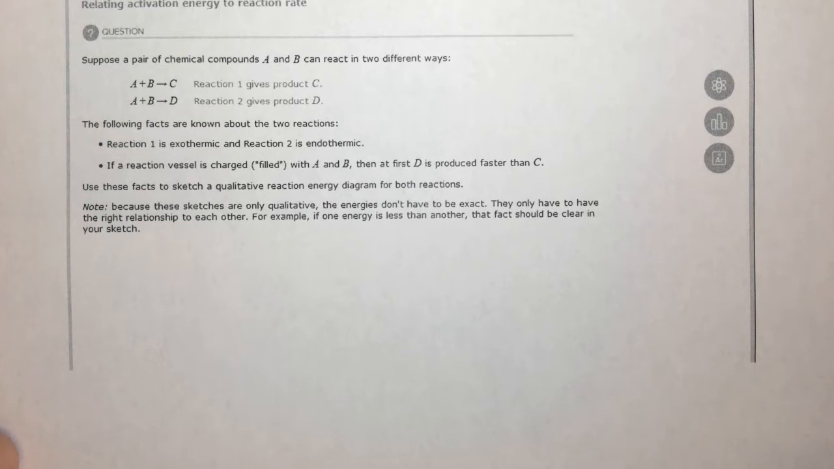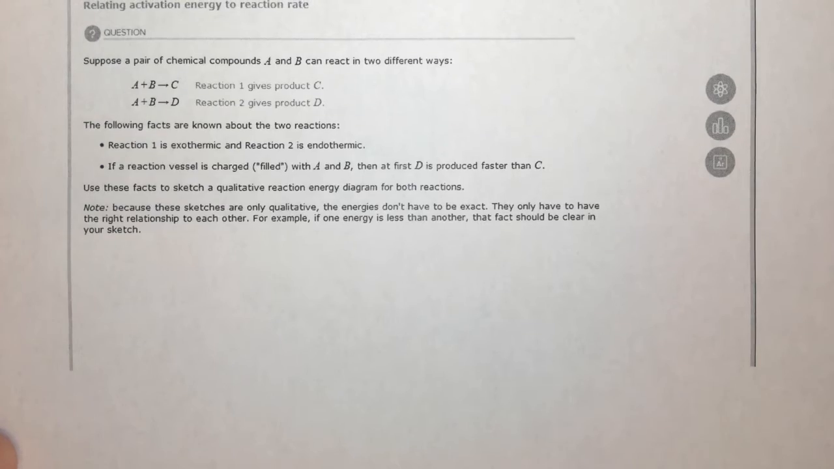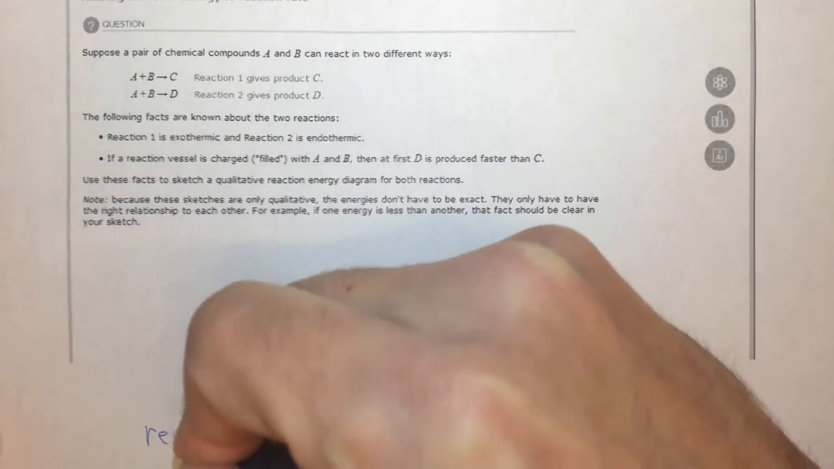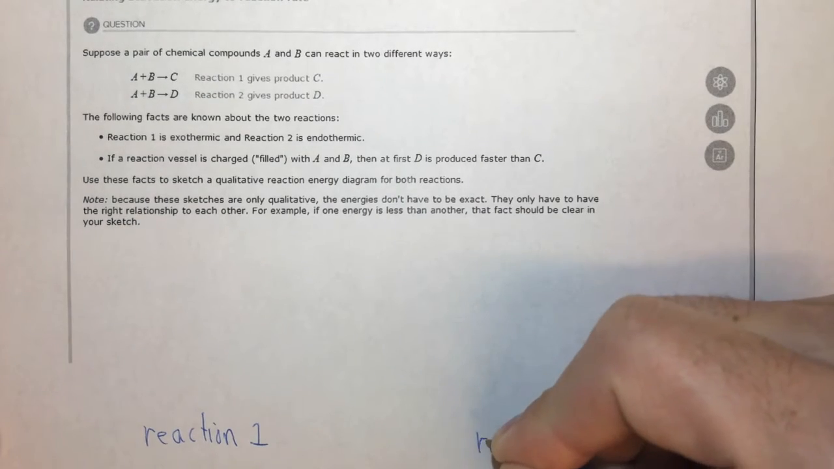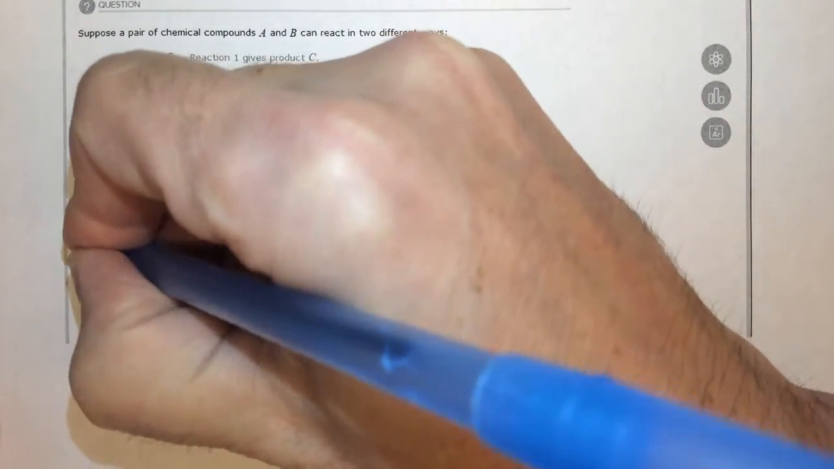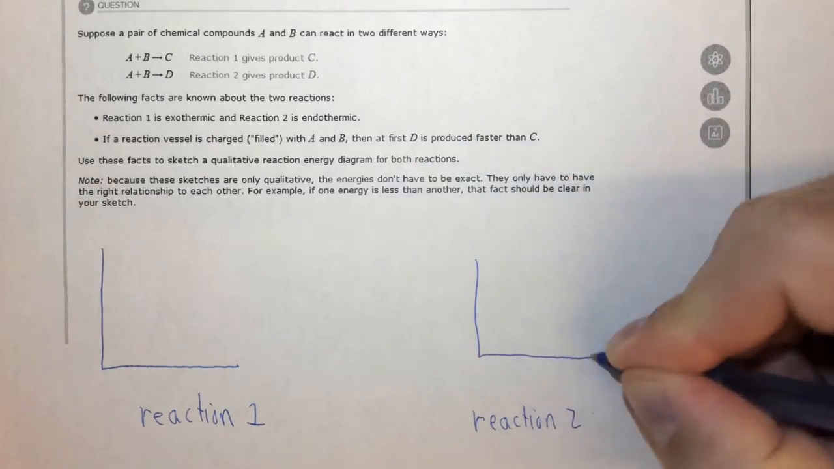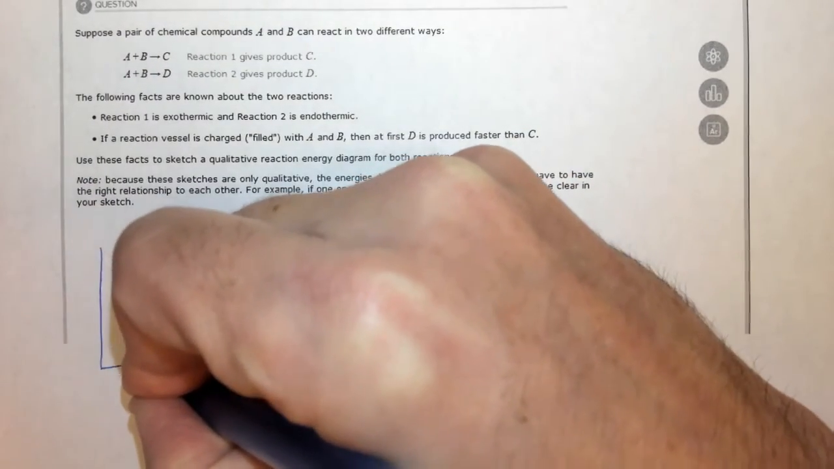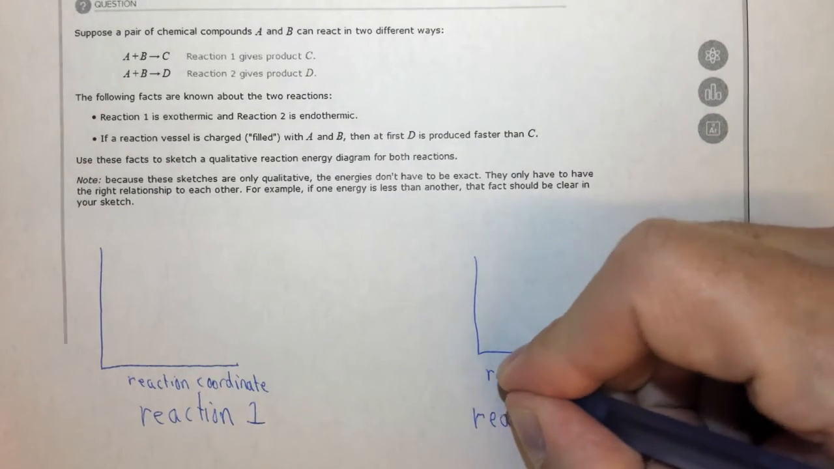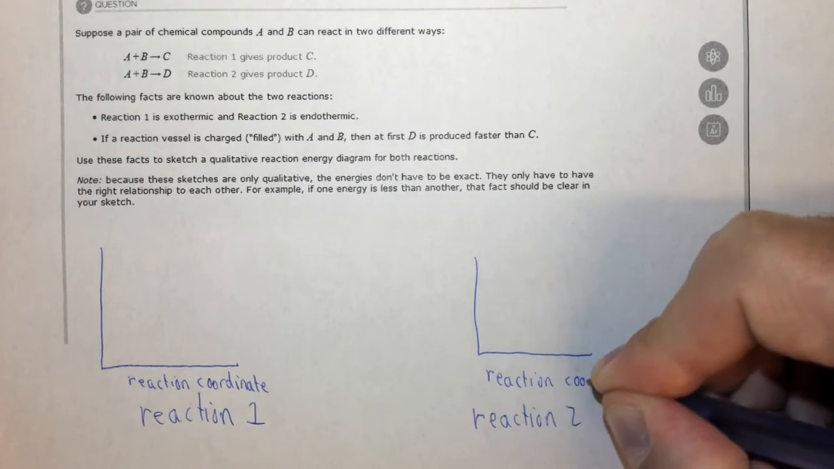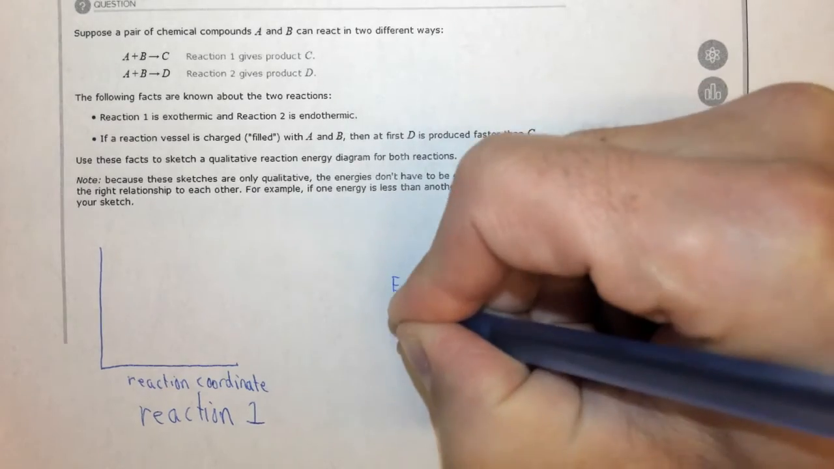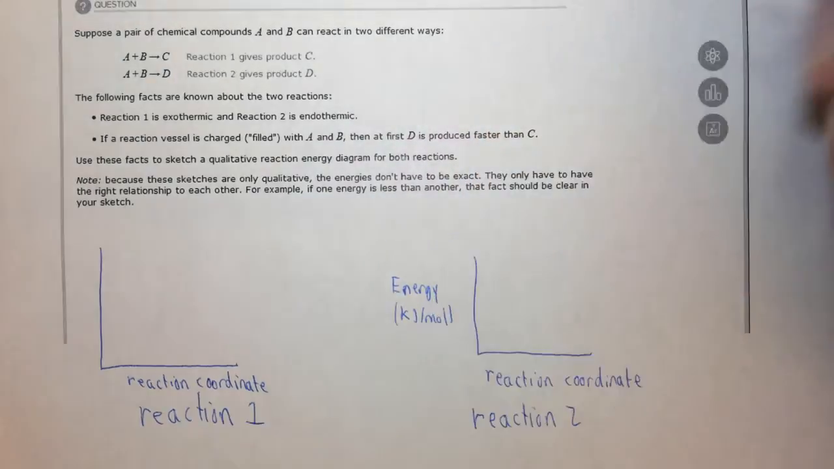So we have some information, and we want reaction energy diagrams or reaction coordinate diagrams for each of the two reactions. So what I'm going to do is put reaction 1 here and reaction 2 over here. And we're going to end up with reaction coordinate diagrams. So I'm going to draw two axes, sketches. So this is the reaction coordinate. You can think of this as progress of the reaction. And here we have energy in kilojoules per mole.